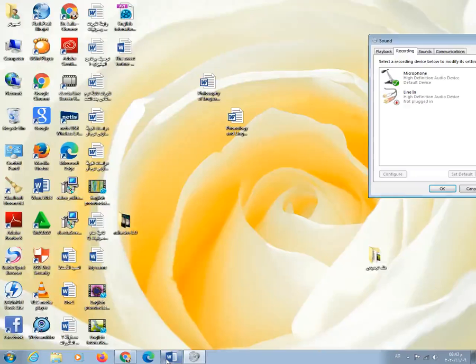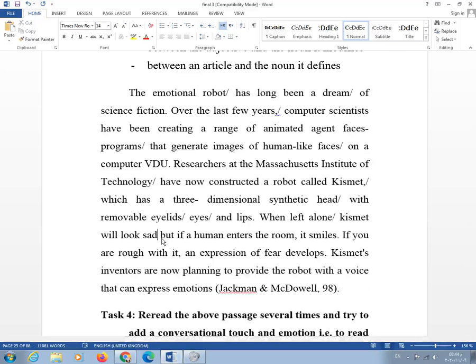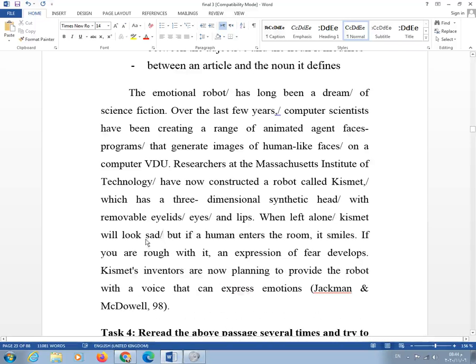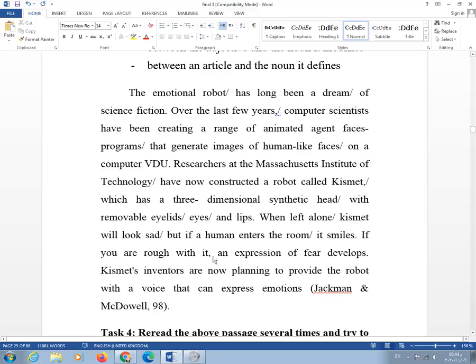When left alone, Kismet will look sad. But if a human enters the room, it smiles. When left alone, Kismet, which is the name of the robot, will look sad. But if a human enters the room, it smiles.